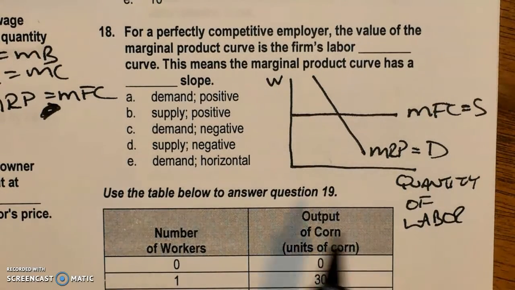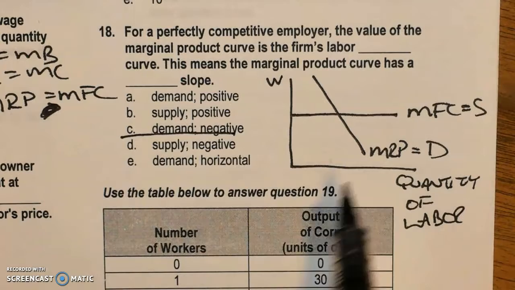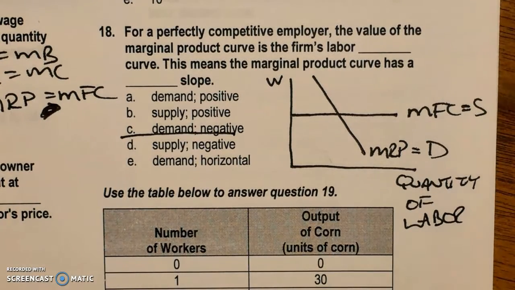And this means that the product curve has a negative slope because it's downward sloping. This is more of a math question. I don't think it's the greatest question, but it's a great excuse to review that MRP is VMPL and that MRP is downward sloping.